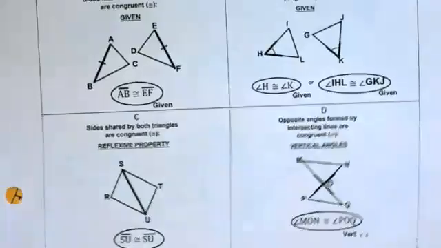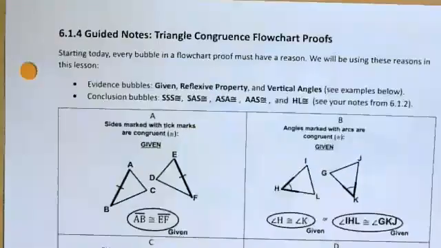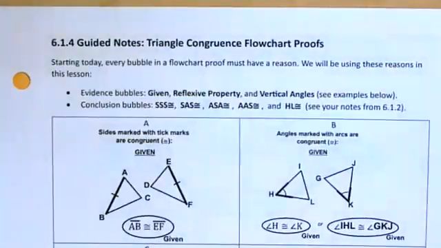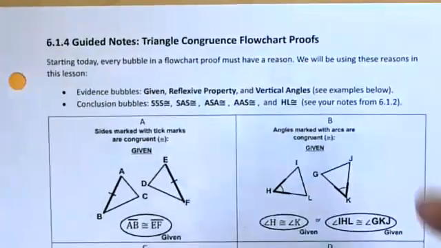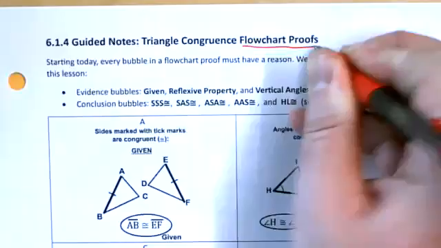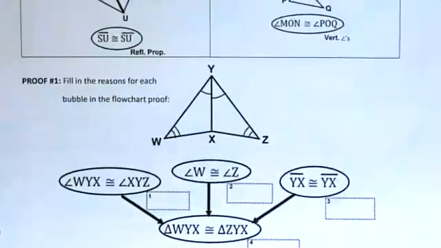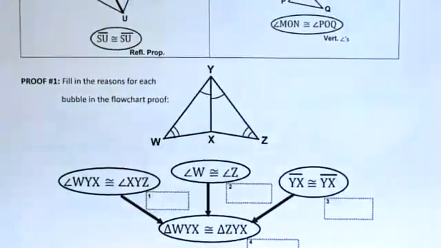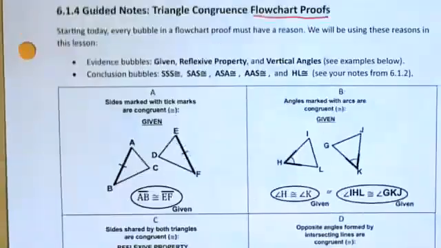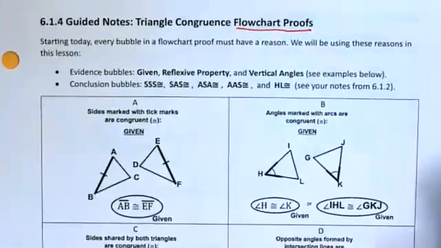Okay, so this is the first of 2 days we'll be talking about 6.1.4, and this is triangle congruence flowchart proofs. So you guys remember flowchart proofs back from chapter 3, kind of? Look at the thing down on the bottom. Does it kind of look familiar to you? Okay, so we've seen these before, but these are going to be a little bit different. A couple of things are going to be different.